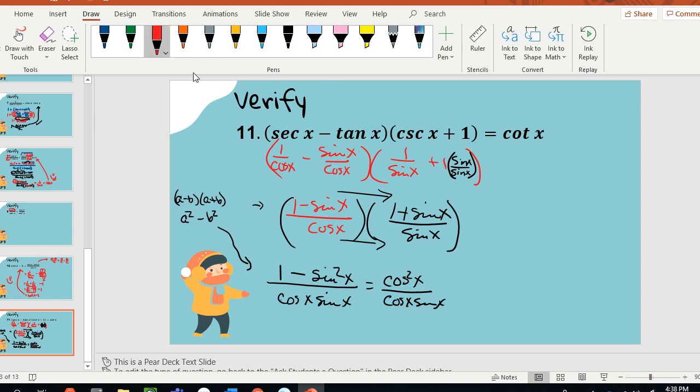Now just remember that cosine x squared, that means cosine x times cosine x. This cancels with that. Cosine x squared is gone because I turned it into two cosines. So that's cosine x over sine x, which is cotangent x, and hot dog, we're done. Okay, all done.